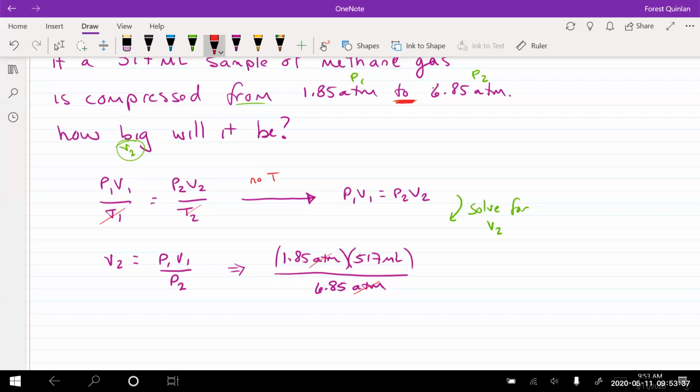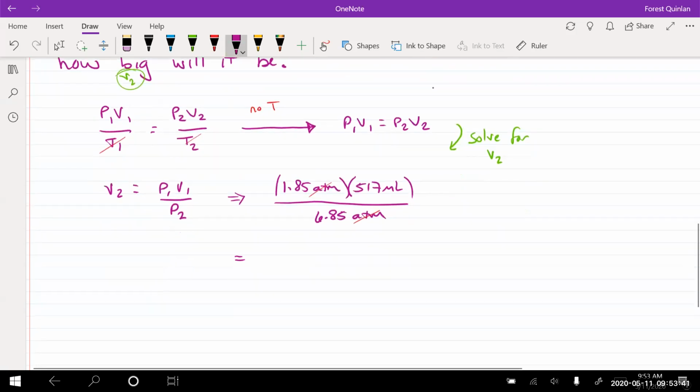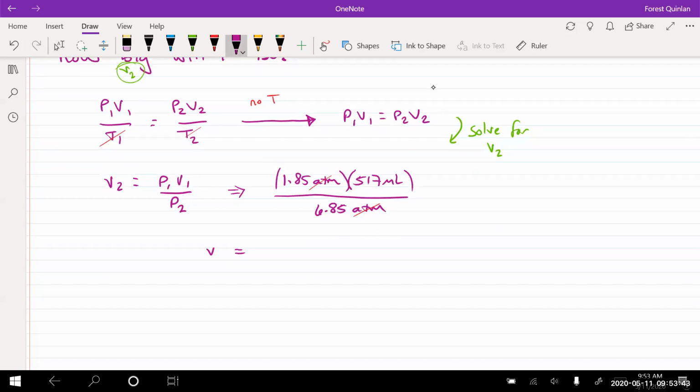Atmospheres cancel. Shouldn't we convert milliliters to liters? Aha. Ask that question in just a moment. I love that question. So V2 is probably 1/3 of that, so somewhere around the realm of about 150. 139.6 or 140. I'll take 140.